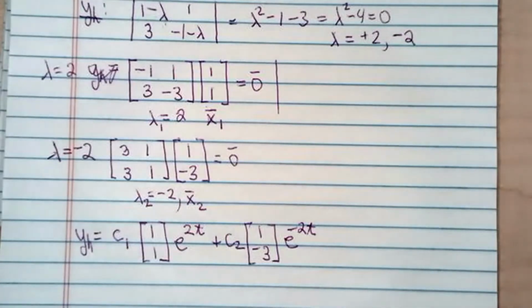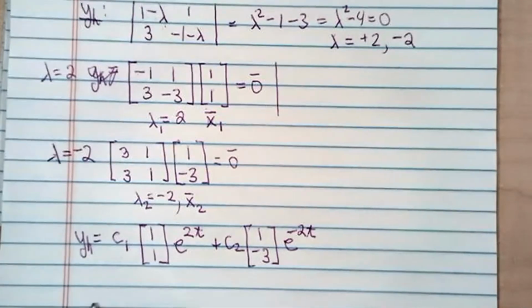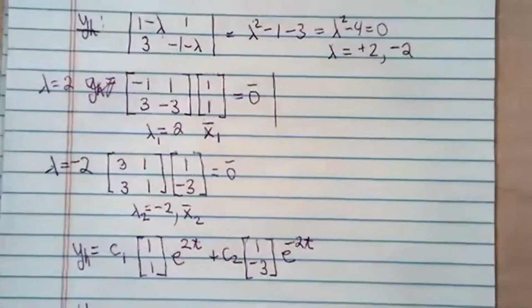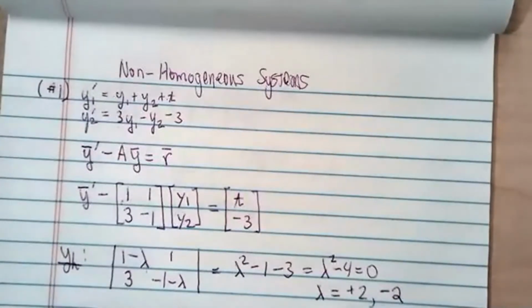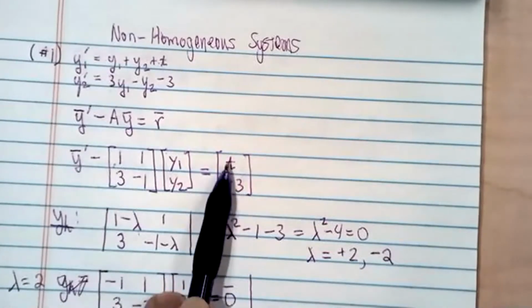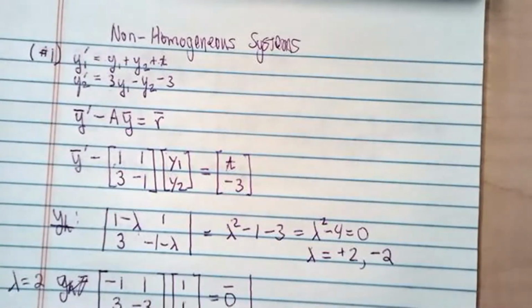And now our goal is to get a particular solution, something that when plugged into this equation here would produce the t and the -3 in this right-hand vector. Well, this is linear, and these coefficients are constant. So what we're going to do is just undetermined coefficients like we did with single equations. It's just that you have to do everything with vectors.